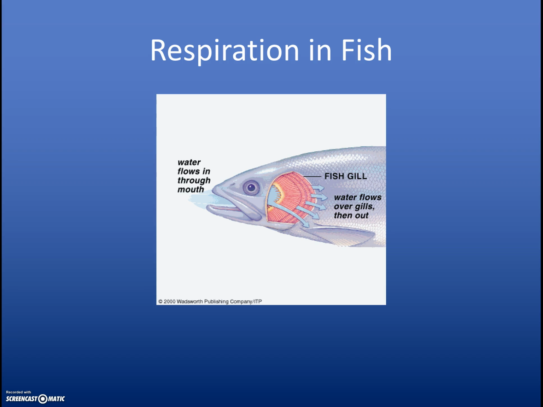Fish breathe using specialized organs called gills. Fish obtain oxygen from the oxygen gas dissolved in the water around them, and they do this by pumping water through their mouths and over their gills, which then flows back out into the surrounding water.